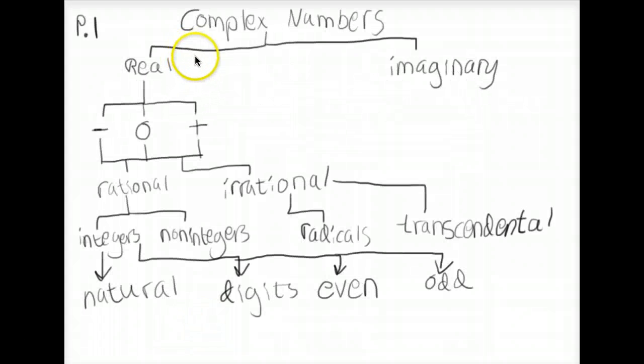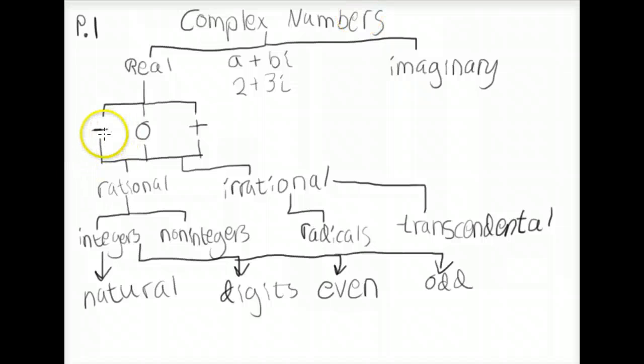So to summarize, the set of all numbers is classified as complex numbers. Those involve a real part and an imaginary part, such as a plus bi, where a is the real part and b is the imaginary part. So 2 plus 3i would be a complex number. From that, we can categorize them as real or imaginary.